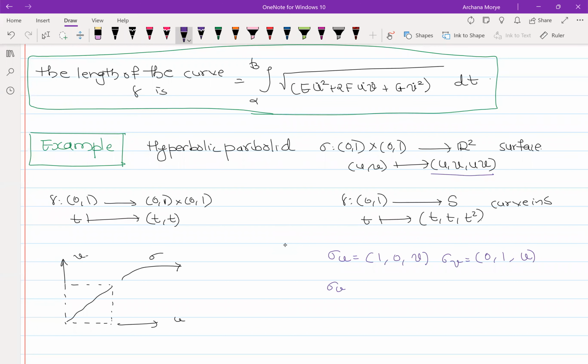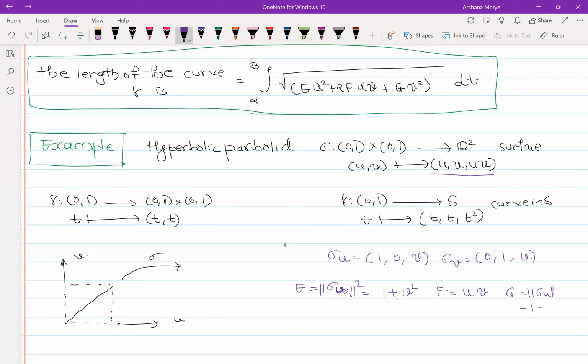So we need to calculate E at this point. That's why I keep on writing points. But let me first write what E is in general, and then we will substitute this. So E is the norm of sigma U squared, so it is 1 plus V square. Then F is the dot product of these two, so you get U into V, right? And what is G? 1 plus norm of U squared.